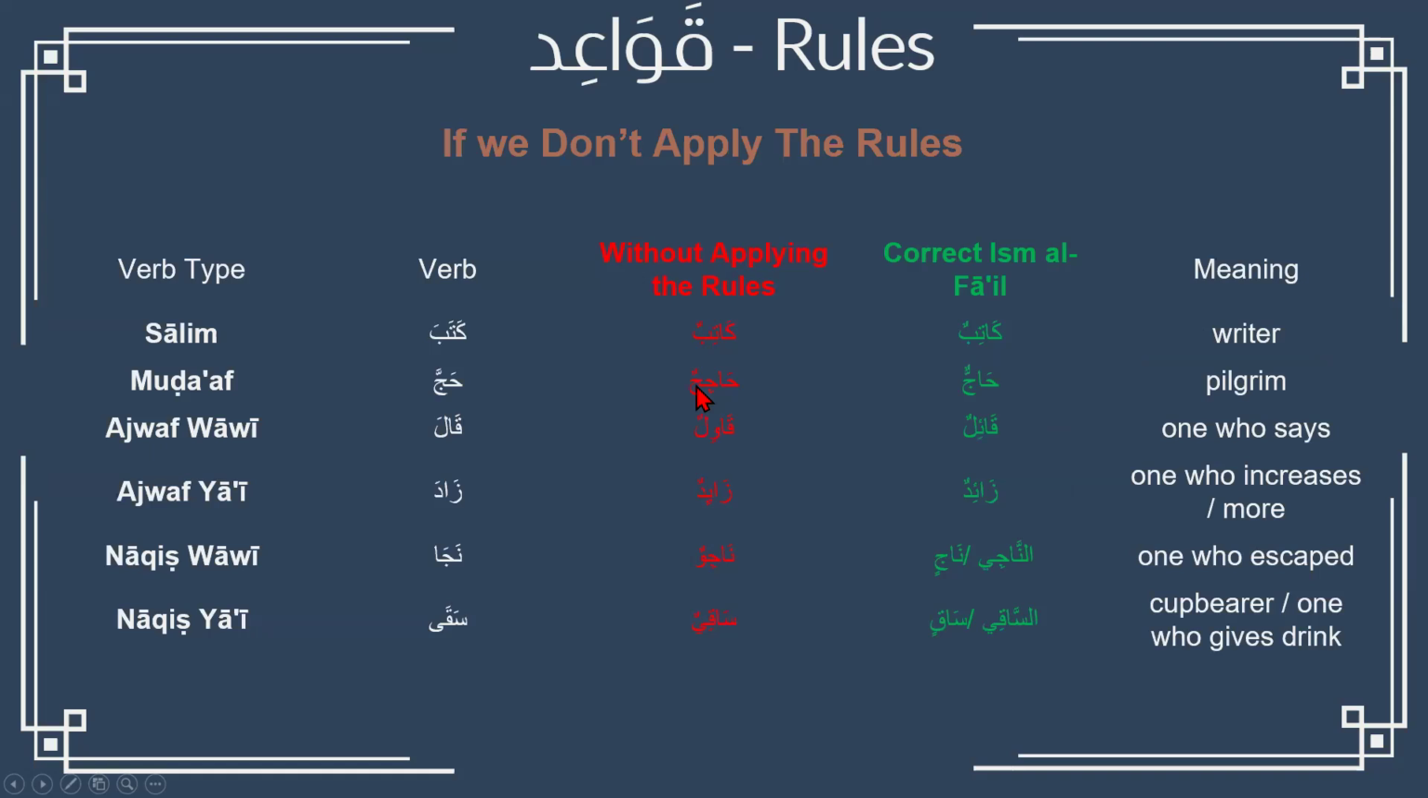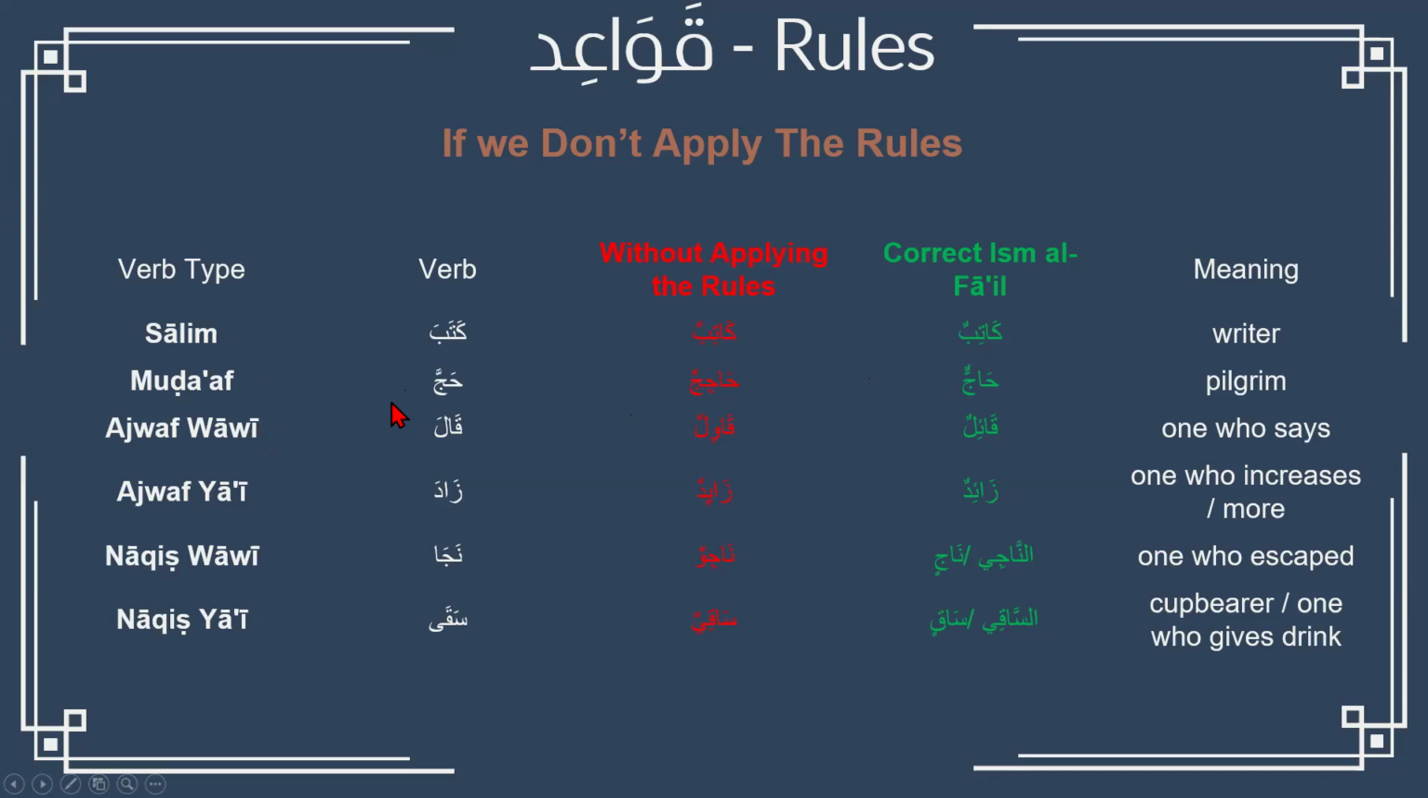I just created this slide so it is easier for you to understand. If we do not apply these rules, for example, Salim is kataba, and without applying the rule, it will be katibun, because we don't need anything over here. Whether you apply the rule or don't apply the rule, the Salim has the same pronunciation regardless of how you do it, so it will remain the same, katibun.